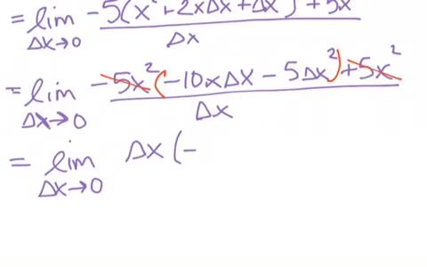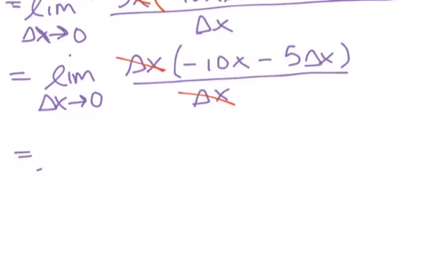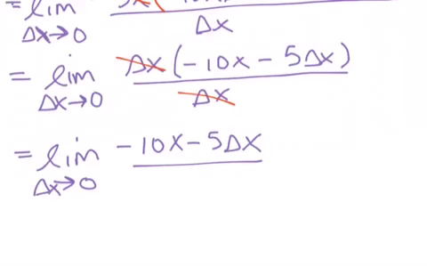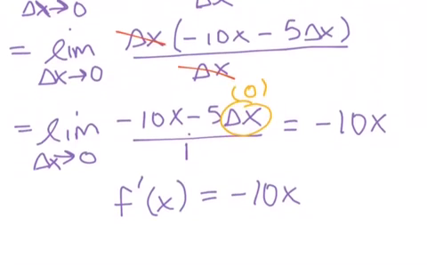And that's going to give me negative 10x minus 5 delta x over delta x. So now my delta x cancels in the top and the bottom, and I'm left with negative 10x minus 5 delta x over 1. Okay, so now I can plug in delta x equals 0. So delta x equals 0 is this piece right here. So I have negative 10x minus 5 times 0. So I have negative 10x minus 0. So that means my derivative is negative 10x.